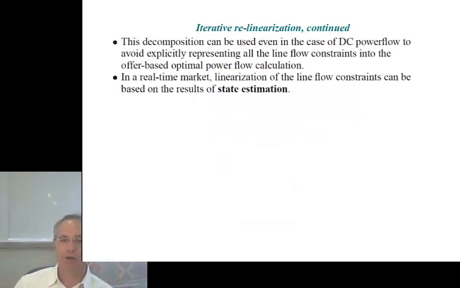So this decomposition, however, can be used even in the case of DC power flow to avoid explicitly representing all of the line flow constraints in an offer-based optimal power flow calculation. And furthermore, in a real-time market, linearization of the line flow constraints could be based on the results of state estimation that estimates the actual states of the system.